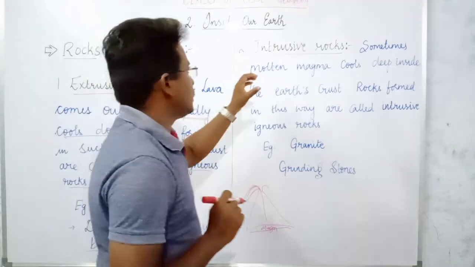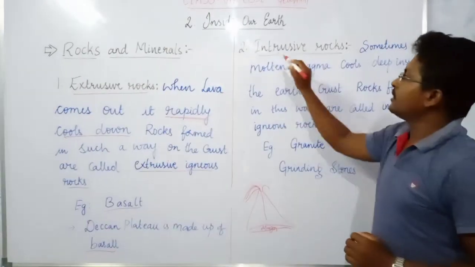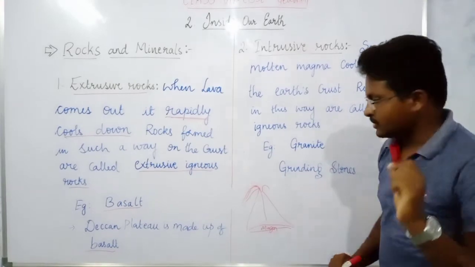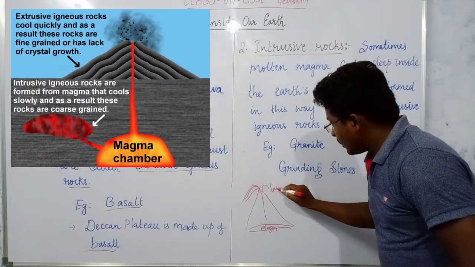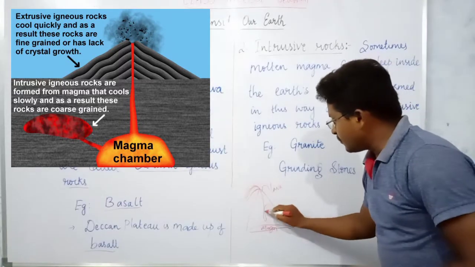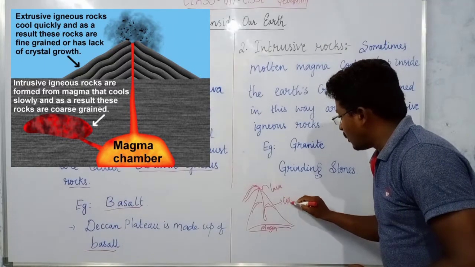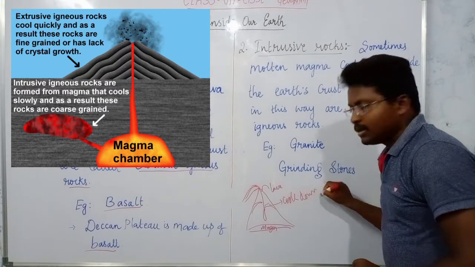Then the next one is the second type of igneous rocks, the intrusive rocks. Sometimes this lava does not come out. Sometimes it flows deep inside the earth and cools down inside the earth.